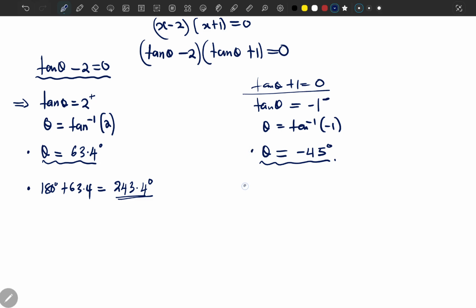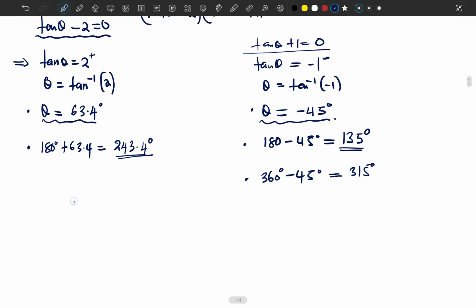So in the second quadrant, we'll say 180 minus 45. Treat this one as positive. So what do we get? We get 135 degrees. We keep. In the fourth quadrant, it will be 360 degrees minus 45 degrees, which will be 315 degrees.